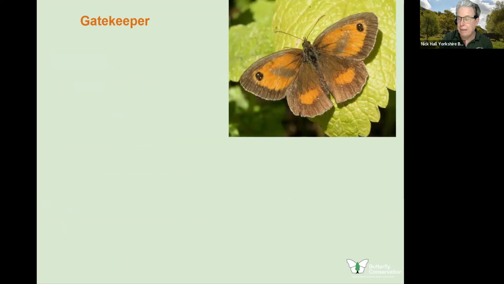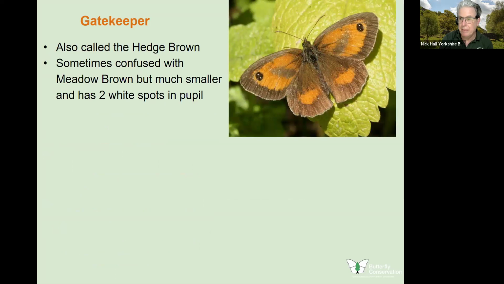Now, the gatekeeper, otherwise known as the hedge brown. You can use either. First of all, the thing to say is it's much smaller, and the eye spot has two pupils.